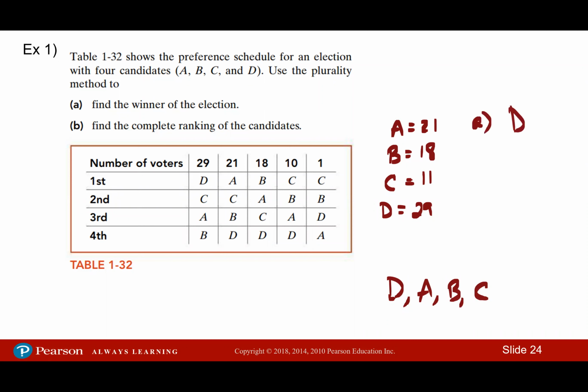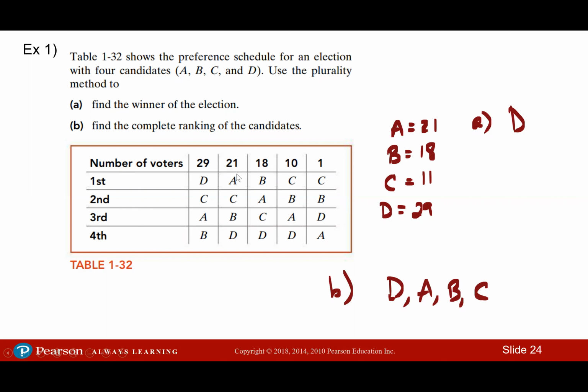I kind of made them differently here. According to the plurality vote, D is first right away. According to a ranking system, it would have been D, A, B, C. So now again, it almost makes me want to ask, is D not popular? D is not popular here.